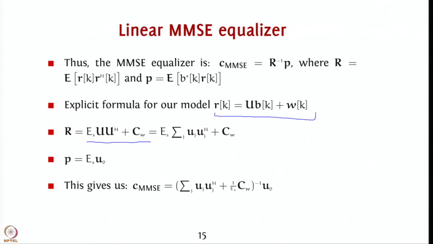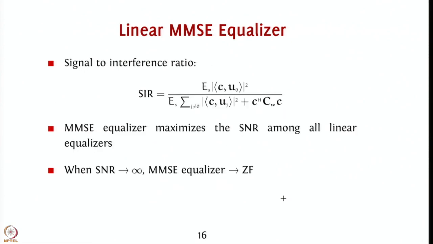Well, let's just see how that works. So this essentially is what we just showed. Now in what sense is it better? In the sense that the signal to interference ratio, SIR, is maximized for the linear MMSE equalizer. In other words, in our notation, this is the signal to interference ratio. How? Let's check.